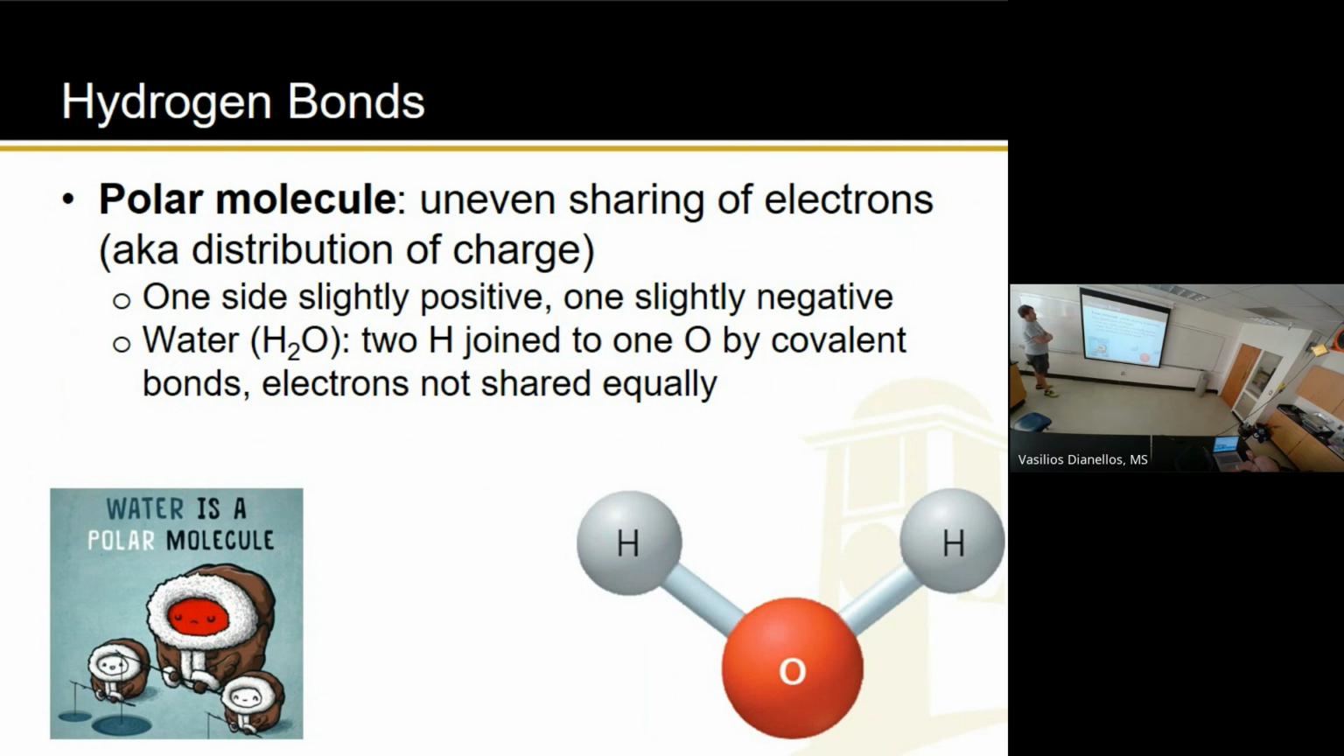Polar molecules have an uneven sharing of electrons, aka distribution of charge. Just like our polar Earth has an uneven sharing of temperature. One side of a polar molecule is slightly positive, not completely, and one side is slightly negative, not completely. If it was completely positive on one side and completely negative on the other, that would be an ionic bond. But it's not completely, it's just slightly. And the most important example of this, because we're going to talk about it a lot in this course, is water. Granted, I'm not going to ask you an example of a polar molecule, but you do need to know water is polar, and let's explain why.